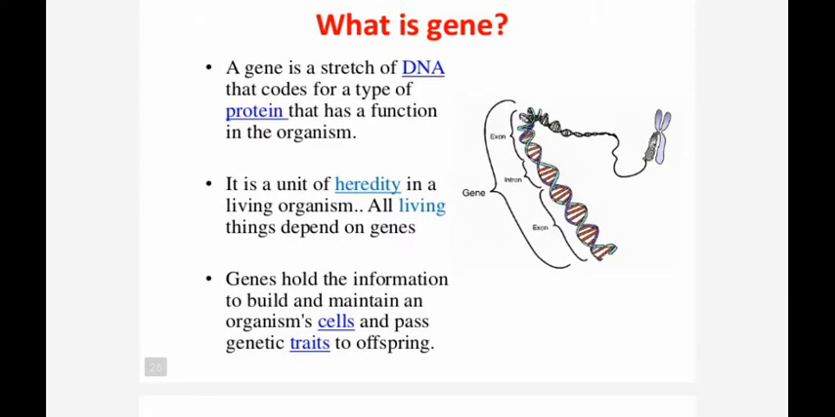Then, what is a gene? A gene is a stretch of DNA that codes for a type of protein that has a function in the organism. It is the unit of heredity in a living organism. All living things depend on genes. Genes hold the information to build and maintain an organism.